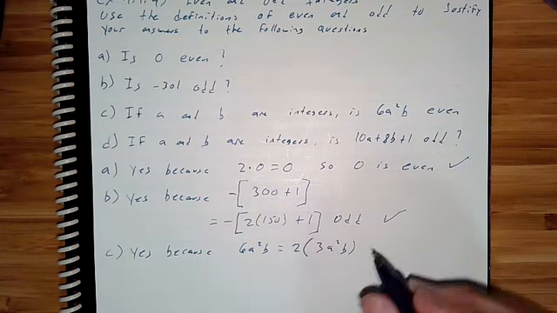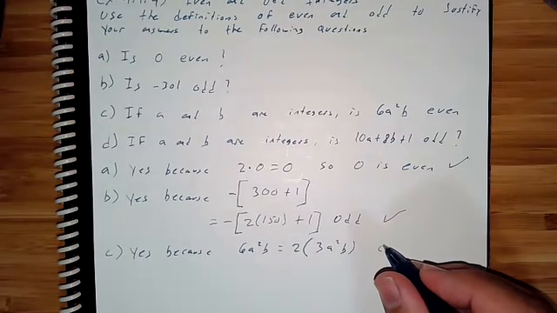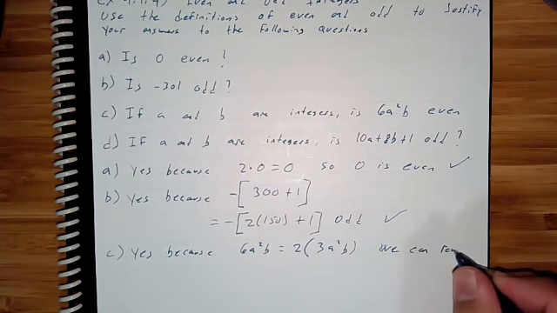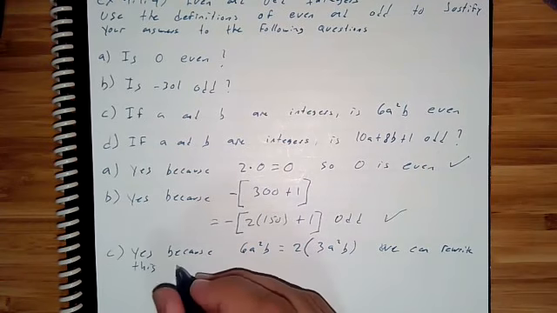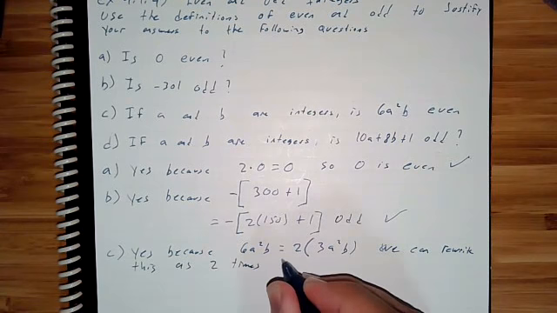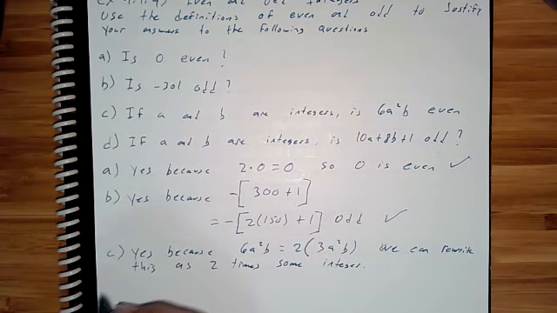Because we can rewrite this as 2 times some integer. D.